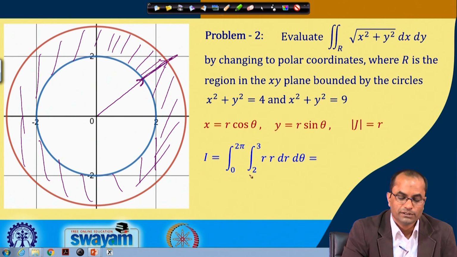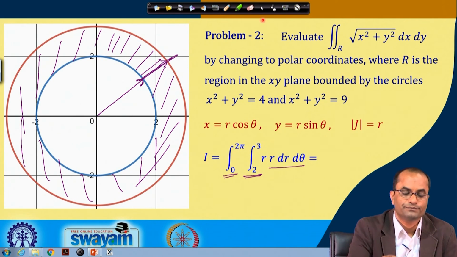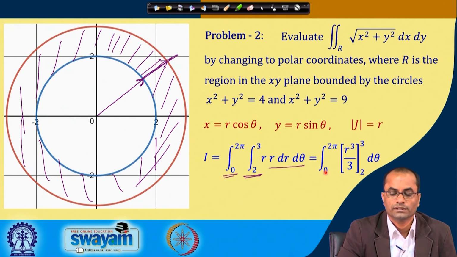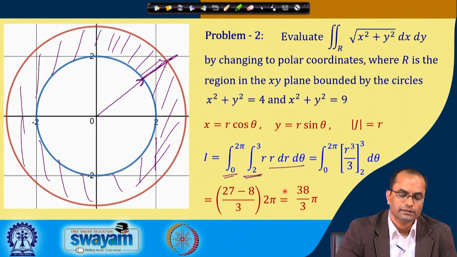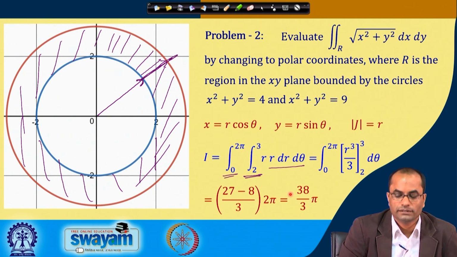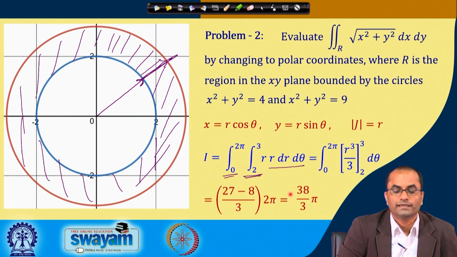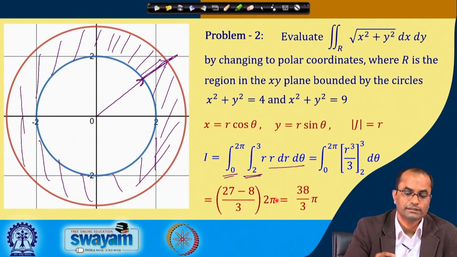So, we have the limits for r, we have the limits for theta, and now we can easily compute this as 0 to 2 pi, where the integrand is r square. That will give us r cube by 3 with limits 2 to 3, which we can simplify, and we will get 38 by 3 times pi as the value of this integral.